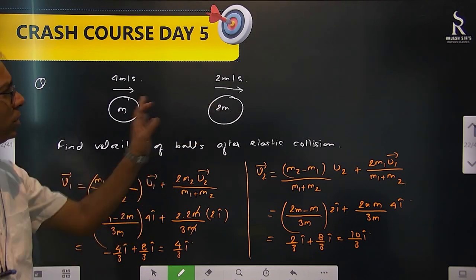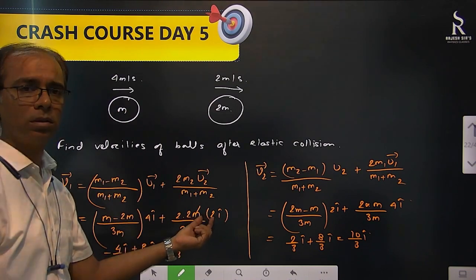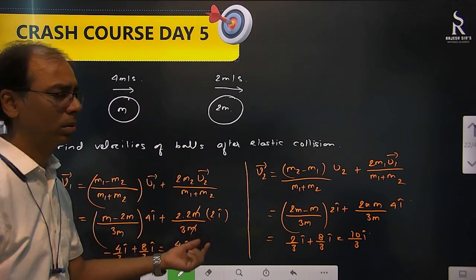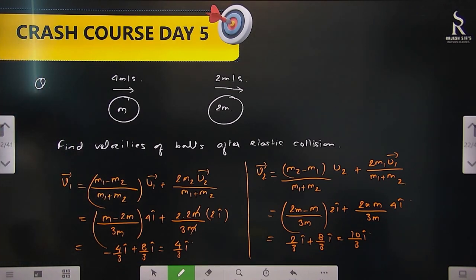If they are moving in opposite directions, then what? For the opposite direction, I will write minus 2 over here. No problem. So take them as vectors so that you don't have any problem in adding or subtracting. This is about elastic collision.